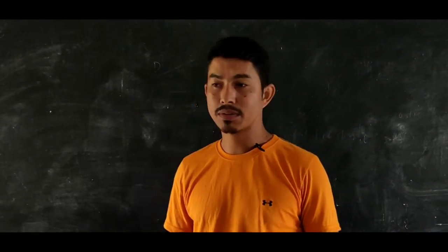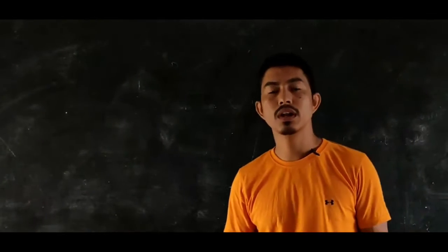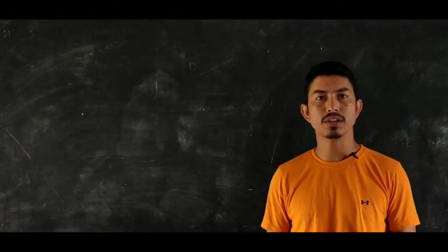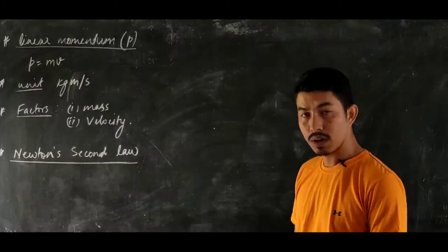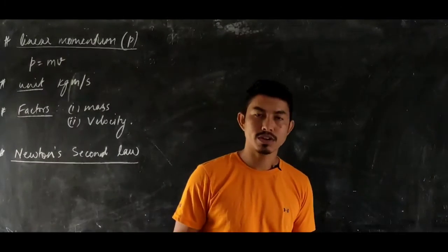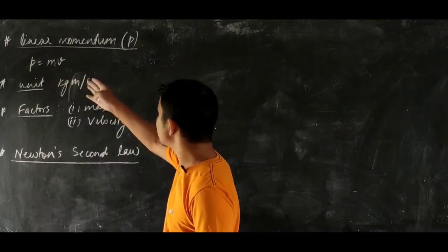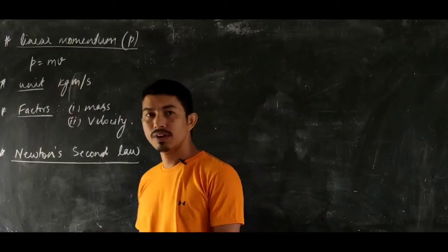So we'll continue with chapter 3, laws of motion. Today we'll discuss linear momentum and Newton's second law. So coming to the term linear momentum, what is linear momentum? The linear momentum is the product of mass and velocity.